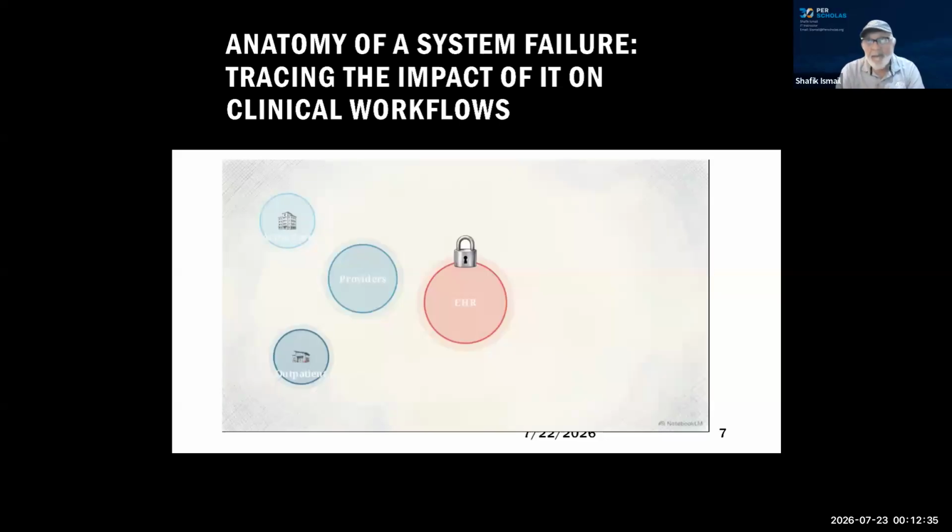Laboratories form another critical node. These facilities rely on electronic orders to process and return diagnostic results. If results are delayed or misfiled due to a system error, the medical team loses the data they need to confirm a patient is stable for treatment.